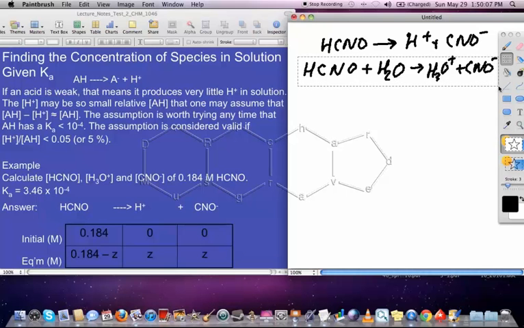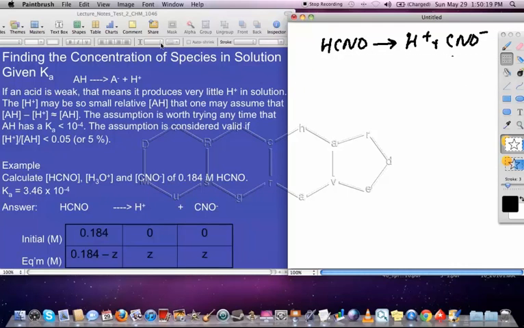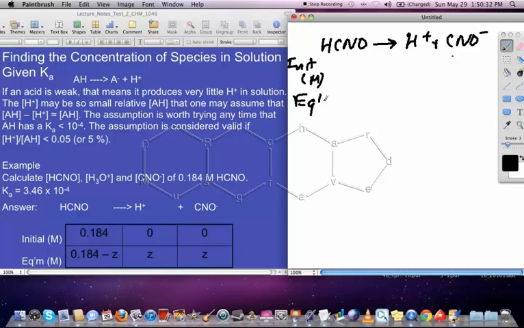But understand that H plus and H3O plus are going to be the same thing, and I've used them interchangeably here. See, I'm after H3O plus, but I'm going to calculate H plus. It's going to be the same. Alright, so going back to our problem, we've got initial concentrations, we've got equilibrium concentrations.